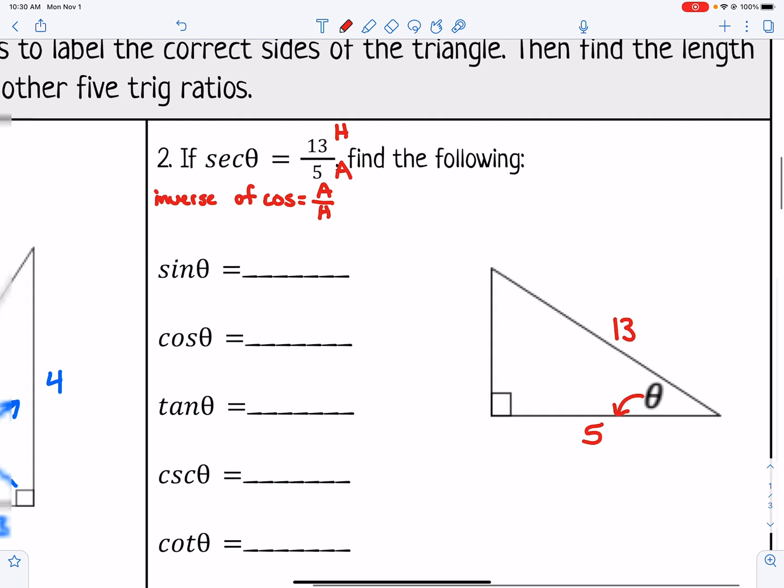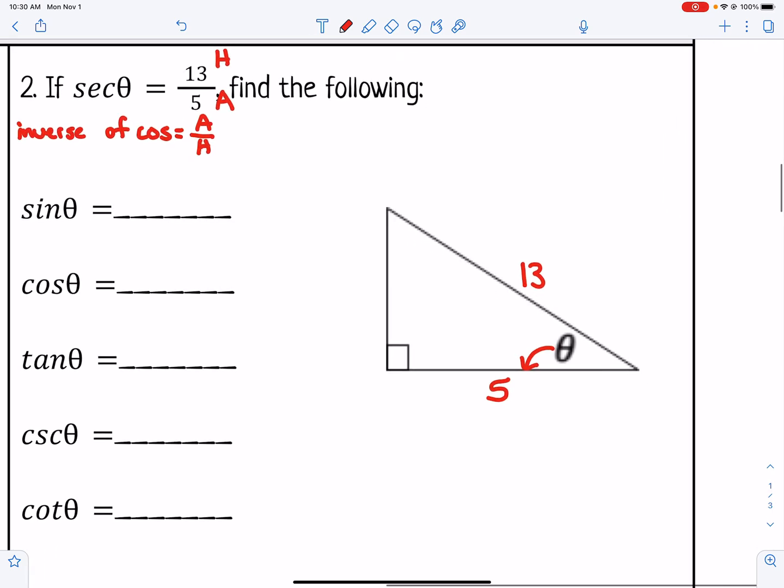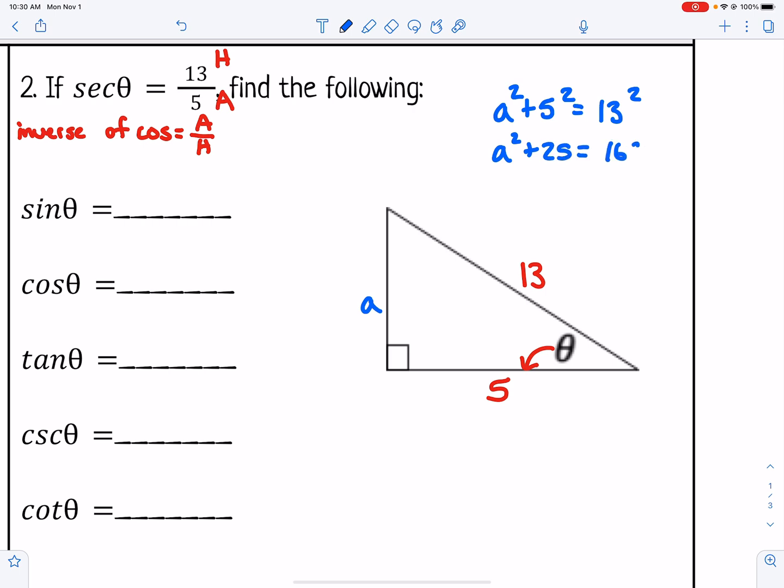Now, let's use the Pythagorean Theorem to help us figure out the missing side of the triangle. Let's just call that A. So A squared plus 5 squared equals 13 squared, and so A squared plus 25 equals 169. I can subtract 25 from both sides and I get 144. Then I can take the square root of both sides and I get A, which equals 12, for that third side, the other leg of my triangle.